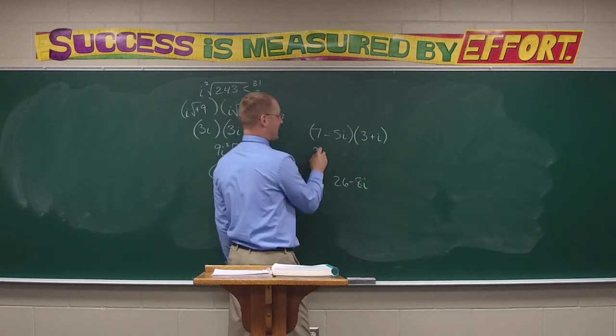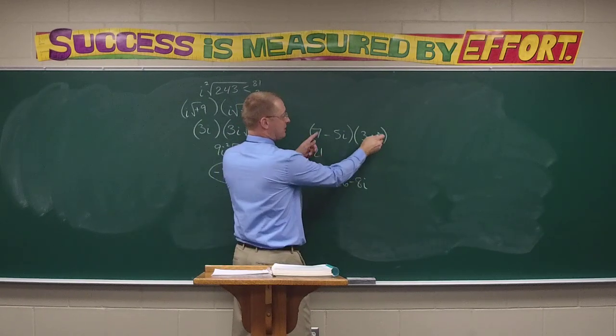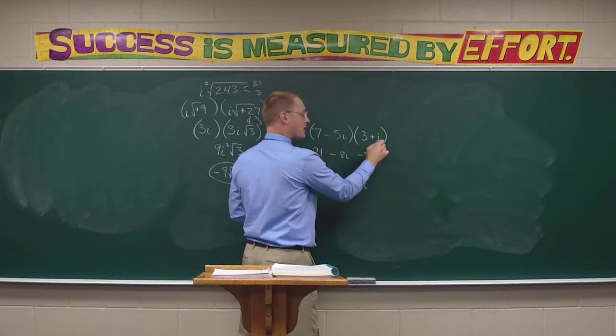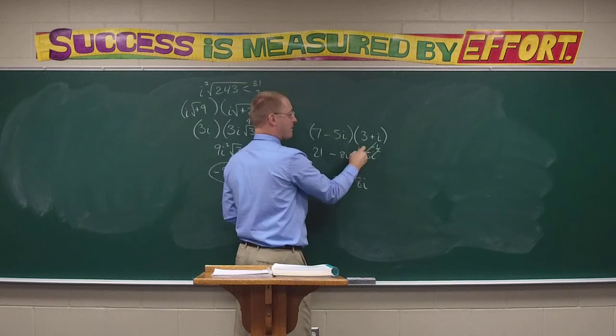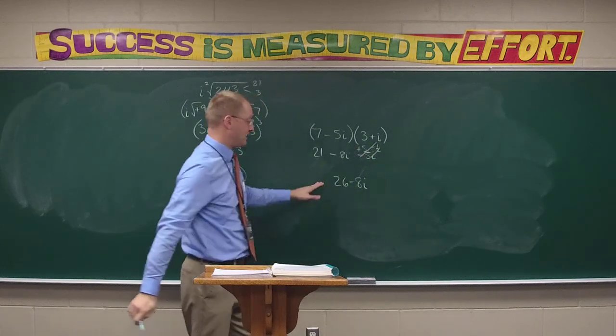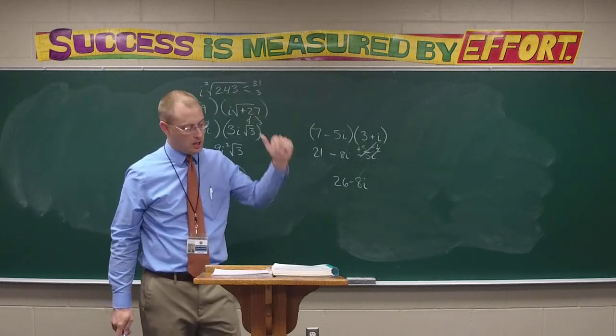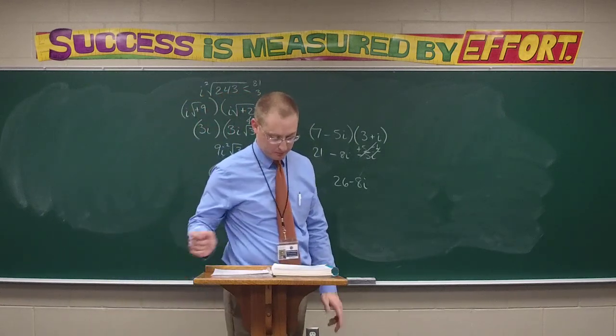26 minus 8i. You got initially a 21, you got the positive 7, the negative 15i, so negative 8i. Then the end gives you that negative 5i squared, which since that's negative 1, becomes positive 5, and that's where she got the 26. And I got the same answer on number 13, 26 minus 8i. Do number 15, very similar problem.